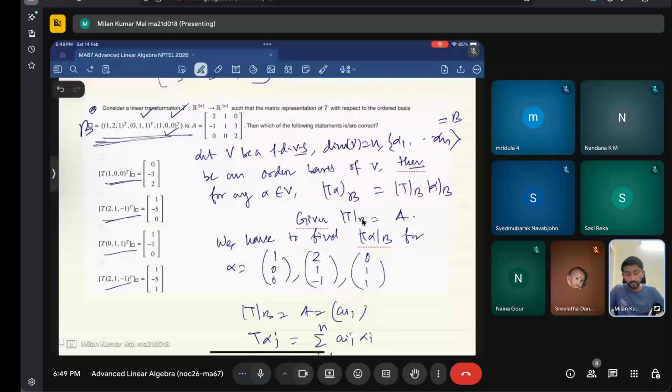Okay. And similarly, let's check 0 1 1. 0 1 1 is the second one, so that will be the second vector, that is 1 1 0, but it is 1 minus 1 0. So that's why this option is also not correct.